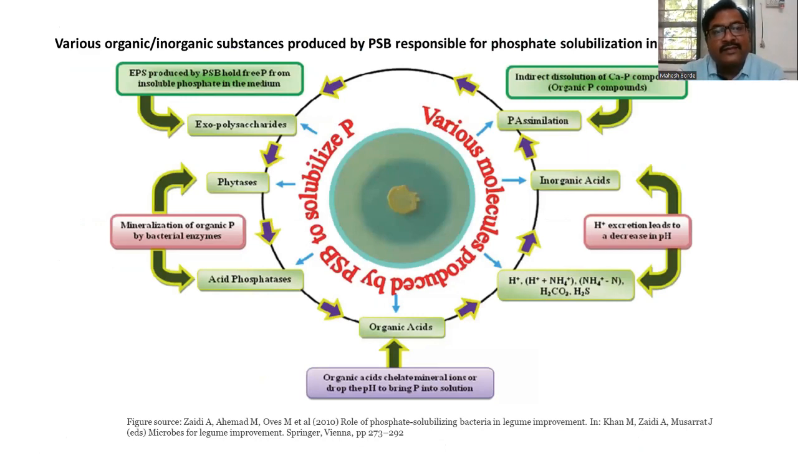There are various mechanisms through which the bacteria solubilize phosphate. They produce compounds like exopolysaccharide, and enzymes like phytase, acid and alkaline phosphatase, whereas they mostly solubilize the phosphate by lowering the pH. There are compounds like inorganic acid, excretion of H plus ions, or production of organic acids into the medium or in the soil, which reduce the pH of the soil and lead to solubilization of the phosphate.